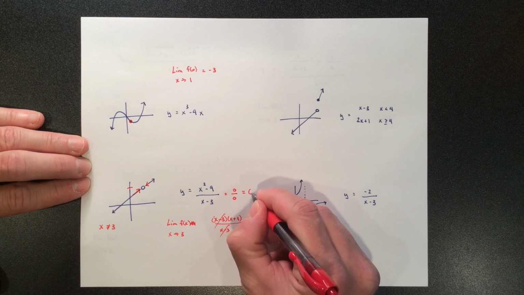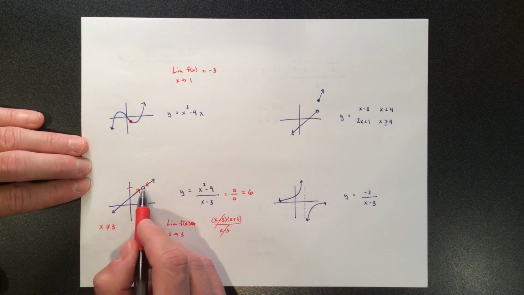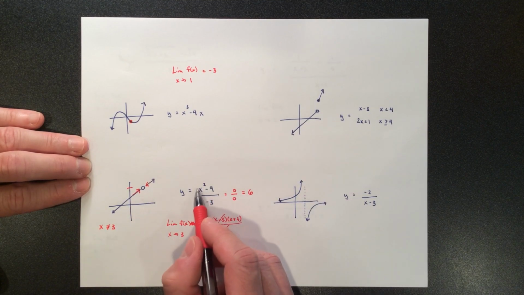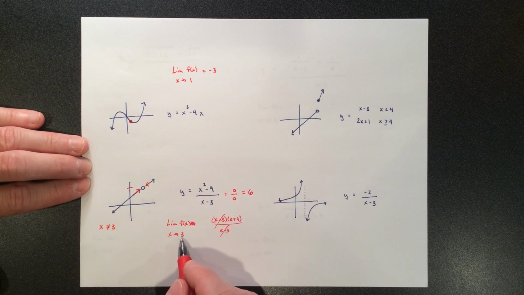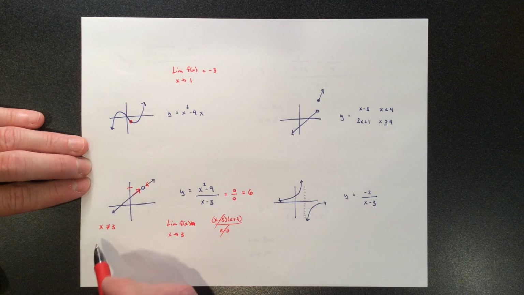So in this particular case, we get 6, which gives us this y value, which is the limit of this function as x approaches 3. Again, approaching 3 is much different than actually being 3. X can't be 3.